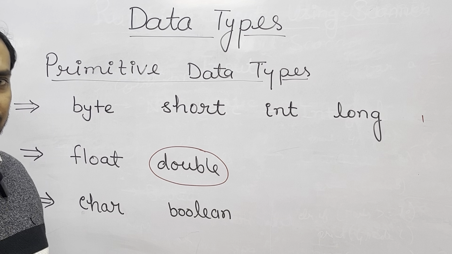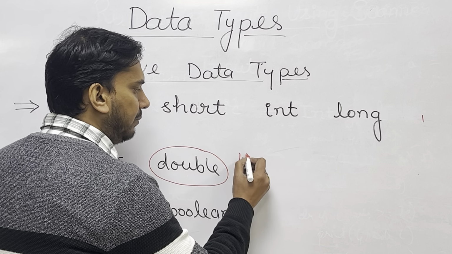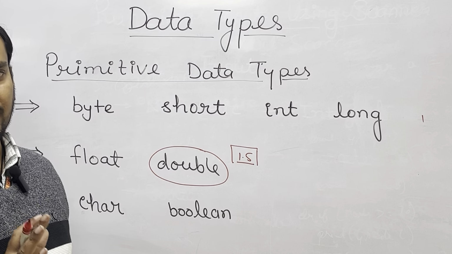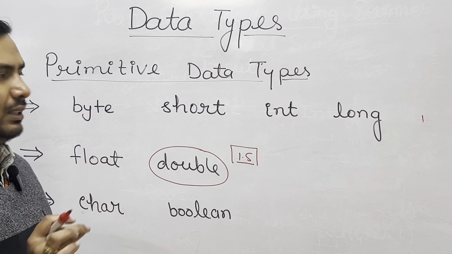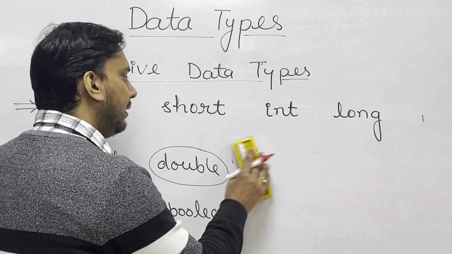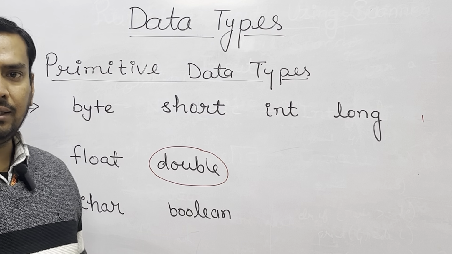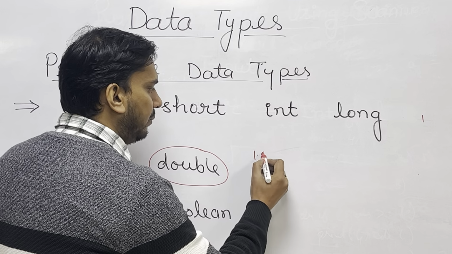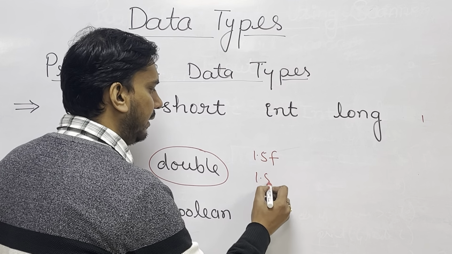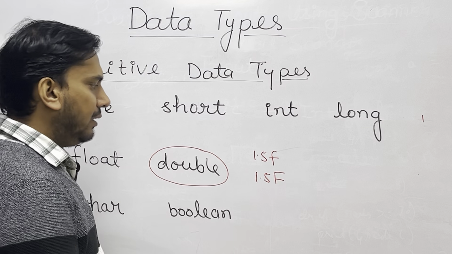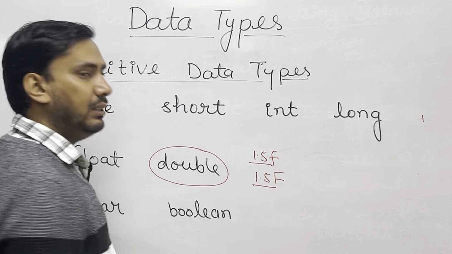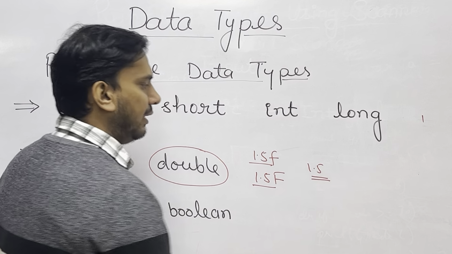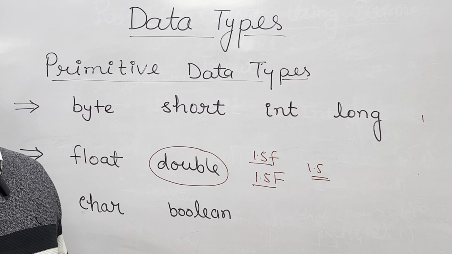Even if you write any floating point number, let us say I am writing 1.5, this 1.5 is by default double, it is not float. If you have to represent a float value, you can write a floating point literal appended by f. So, I can write here 1.5f or 1.5F. Now, these values are float, but 1.5 is double.